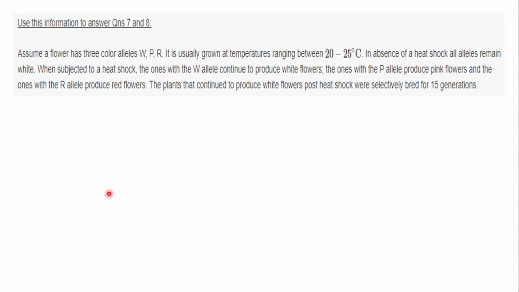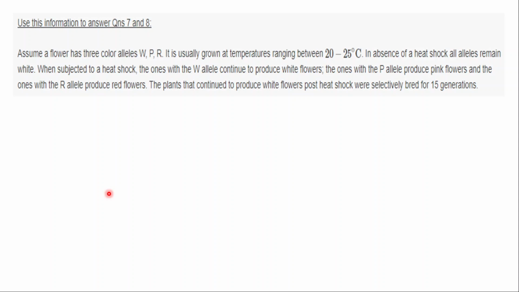In absence of a heat shock, all alleles remain white. So when there is no heat shock, it means normal temperature growth, 20 to 25, all the three alleles W, P, R will give white flowers. When subjected to a heat shock, the ones with W allele continue to produce white flowers. So when temperature is raised, W will produce white flowers. The ones with P allele produce pink flowers. P allele will produce pink flowers and ones with R allele produce red flowers.